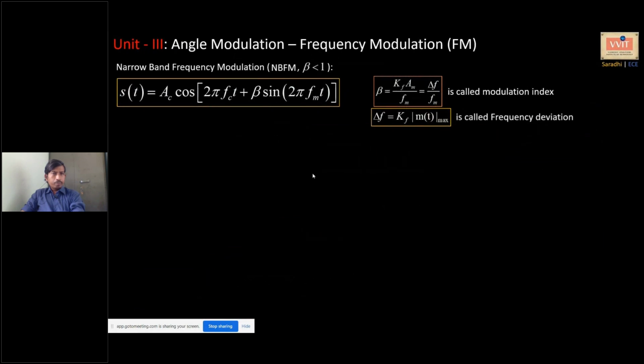So finally, before we start narrowband FM, this is the FM equation for single tone message signal. This is the modulation index formula. This is the frequency deviation formula.